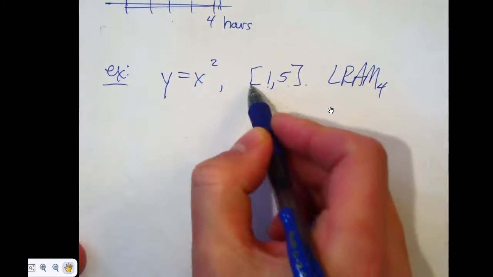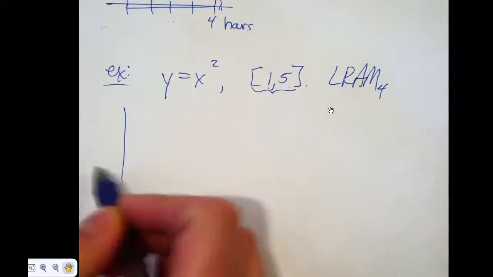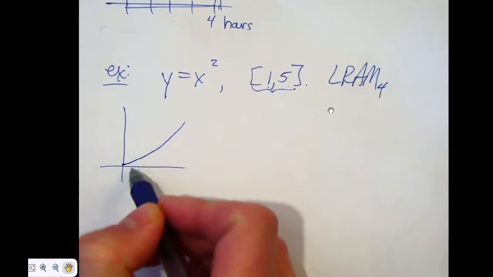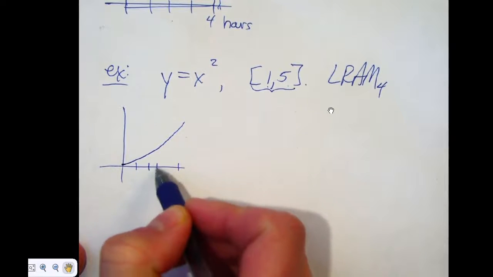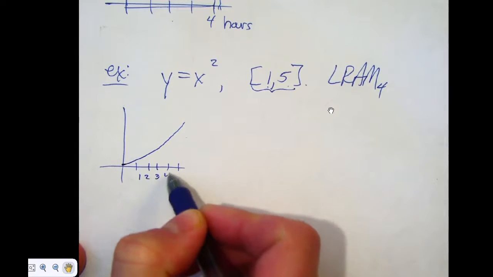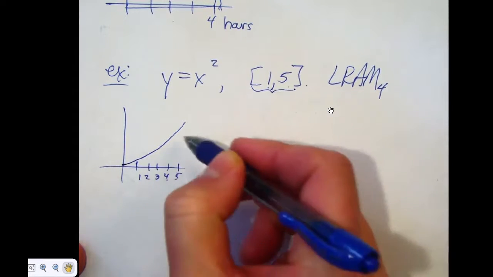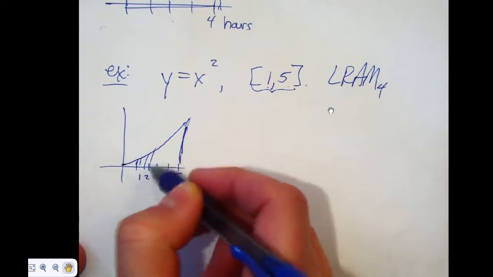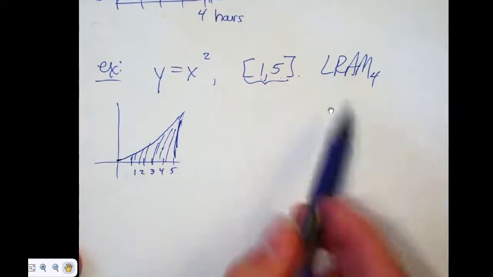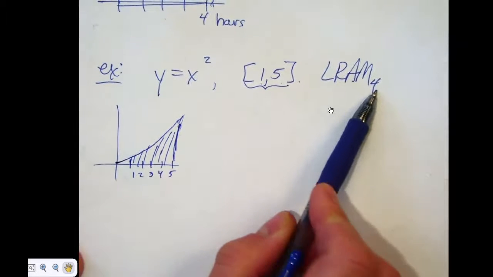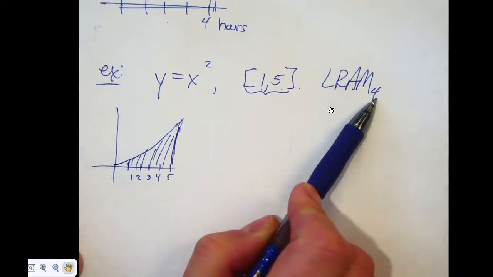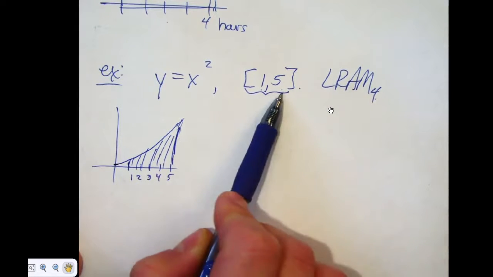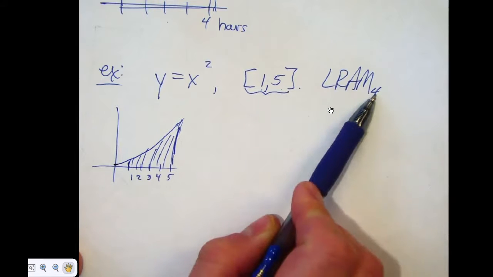So this is the interval that we're looking at. y equals x squared. I can graph this one, that's pretty easy. So I'm looking from there to there, so I'm looking for this area. The 4 tells me how many rectangles I'm supposed to use. So I've got a length of 4, and I've got to make 4 rectangles.